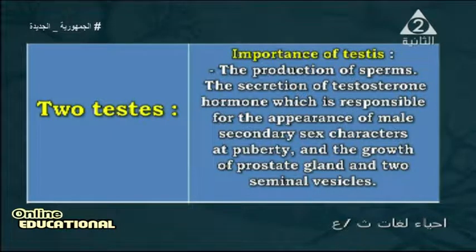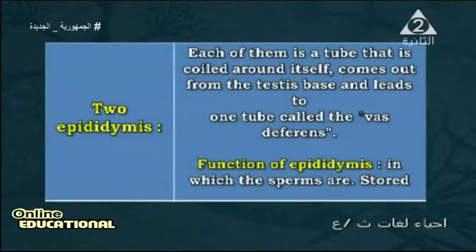There are three glands: the prostate gland, two seminal vesicle glands, and the Cowper gland. There are three types of gland in the male reproductive system in humans. Next, two epididymis. Each epididymis is a tube, coiled around itself, that comes out from the testes and leads to the vas deferens. The function of the epididymis is to transfer the sperm from the testes to the outside of the body through the vas deferens.